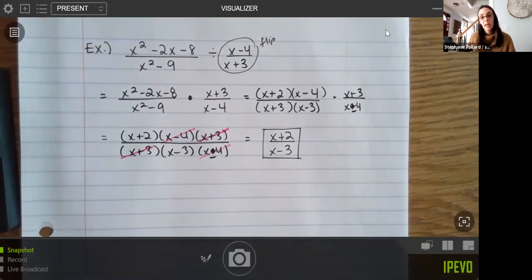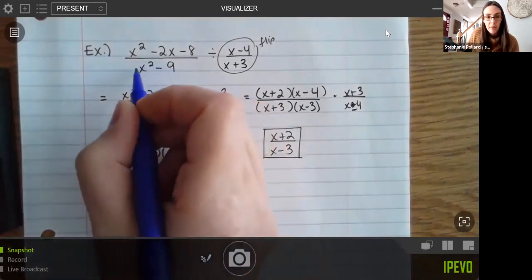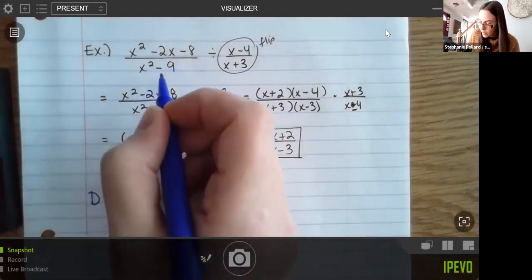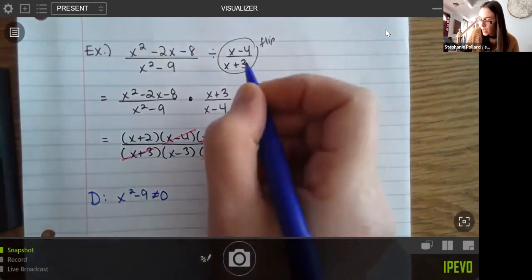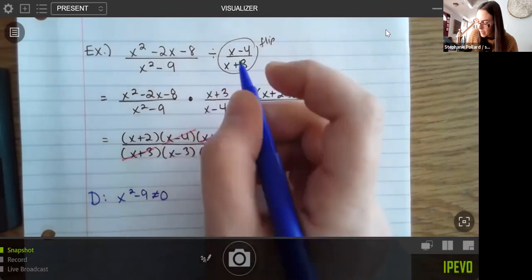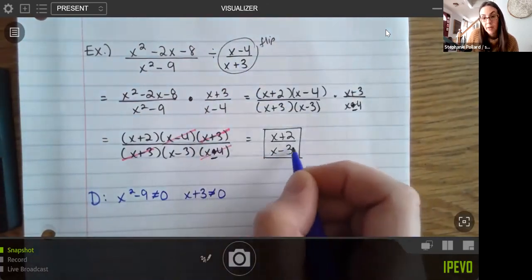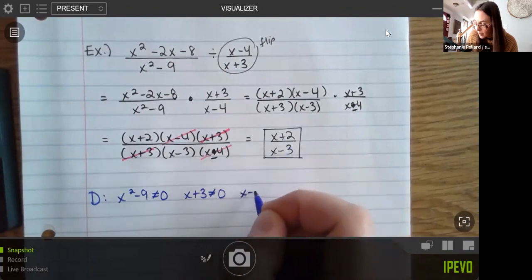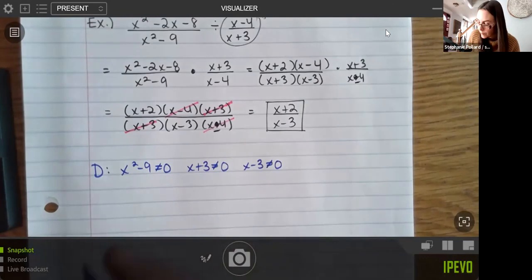Now, again, let's look at our domain. So I have my original denominator, so I need to make sure x squared minus 9 is not equal to 0. I also have this one right here, right? My x plus 3. I have to make sure that's not 0. And I also have my denominator here. So if I have any denominators, that should be your first step, is making sure none of those values are actually 0.